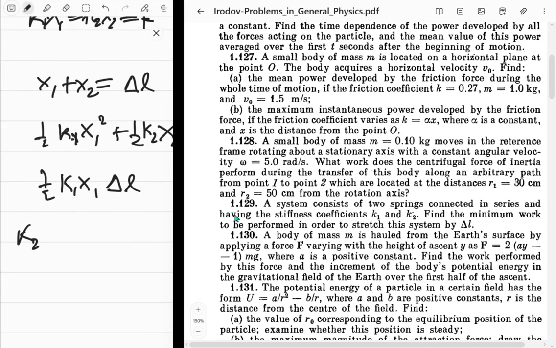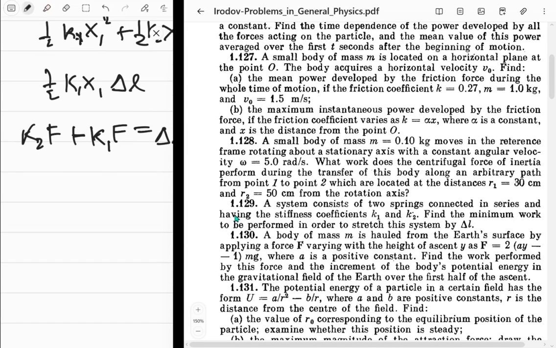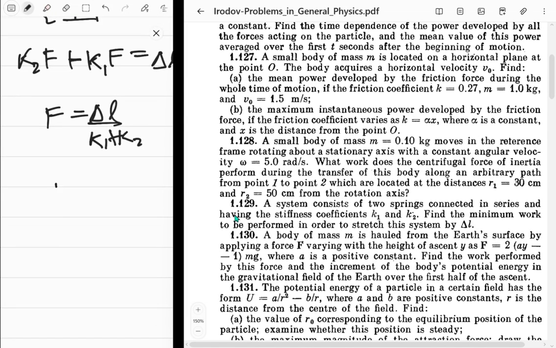So this will be k2 times f plus k1 times f is equal to delta L. So f is just delta L upon k1 plus k2, and we put that in here. So this will be half delta L squared upon k1 plus k2, which is to be expected, right? These spring constants add up. Well, actually that should not happen. No, why do these spring constants add up? But this is the work done, huh?